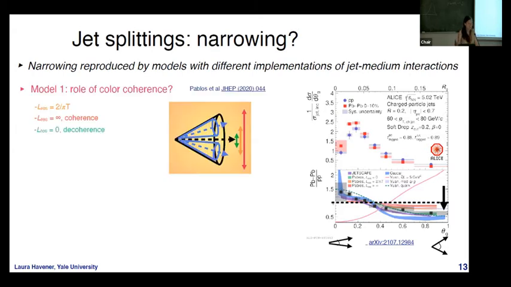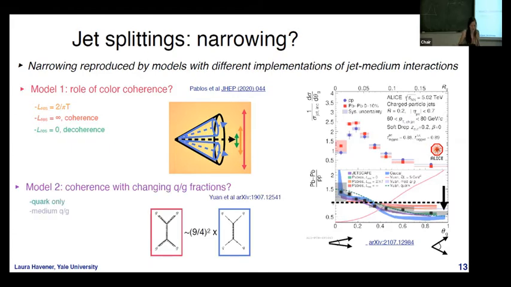So I'll focus on two. The first looks at the role of color coherence. This is the hybrid model, from Daniel, who's in the room. They have a handle on this resolution scale. So the red is fully coherent, green is fully decoherent, and the orange has some finite scale. And so you can see that the models with some level of decoherence seem to describe the data the best. The second model is a model with just coherence, but it's changing the quark gluon fractions.